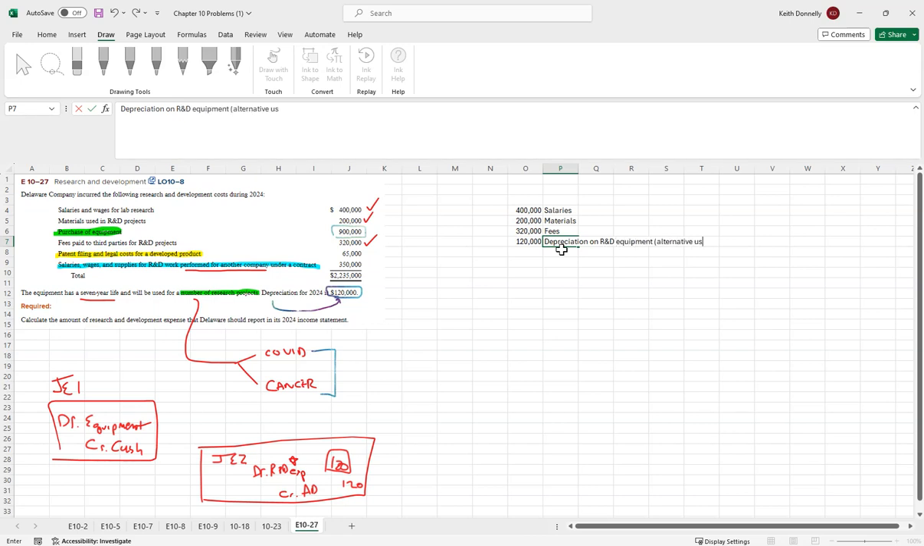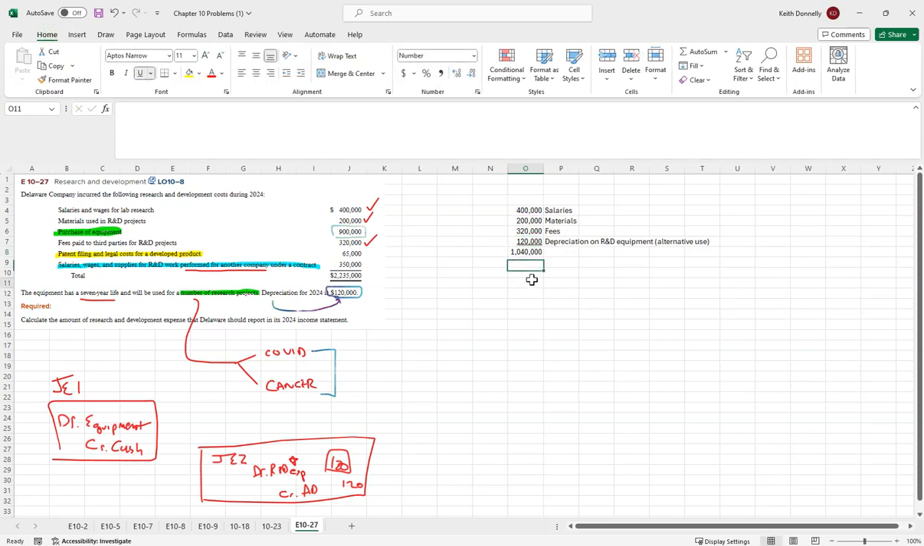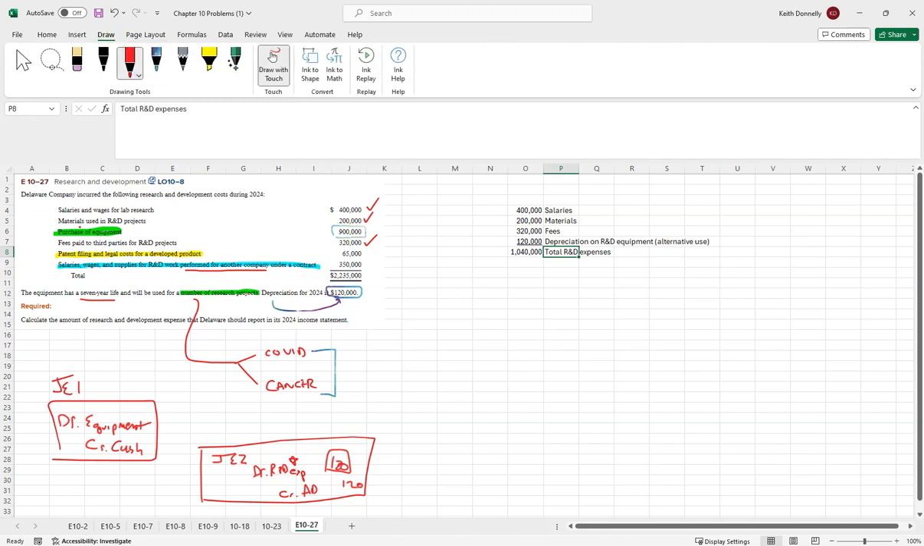Now I'm just going to put alternative use. These other things don't have an alternative use. We're just using them for the COVID vaccine. This one we're using for COVID and trying to find the cure for cancer, so we have to match and allocate that accordingly, based on the rules. If we sum that, we get $1,040,000 of total R&D expenses.